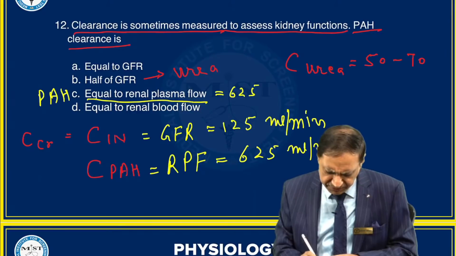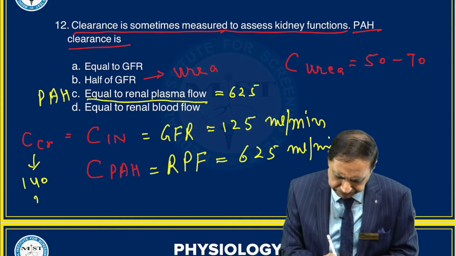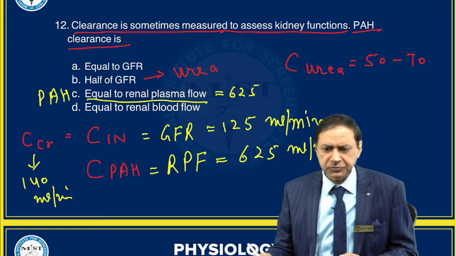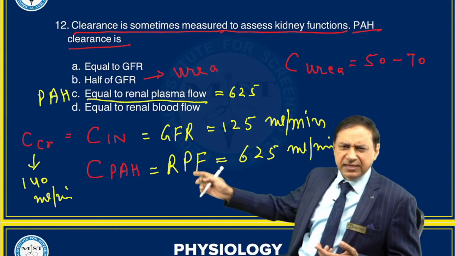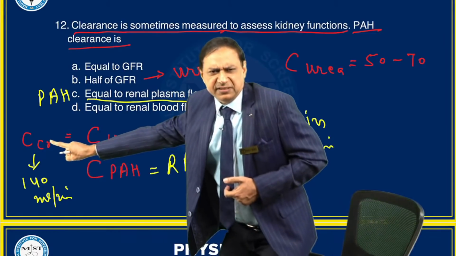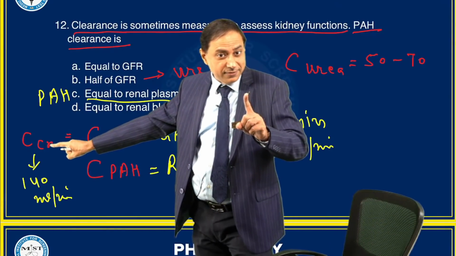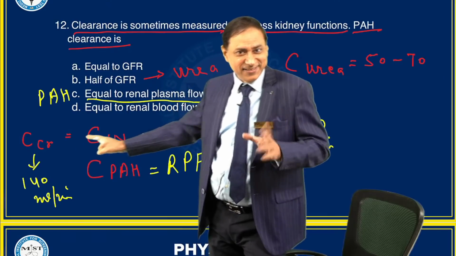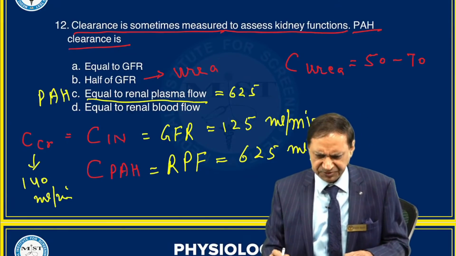Creatinine clearance may be around 140. It is slightly more than GFR. Clinically we estimate GFR by creatinine. It is very similar to GFR, but not very accurate. It is slightly more than that. Inulin is more accurate.